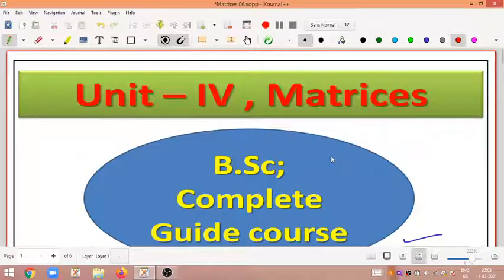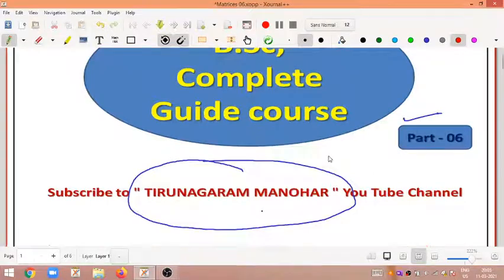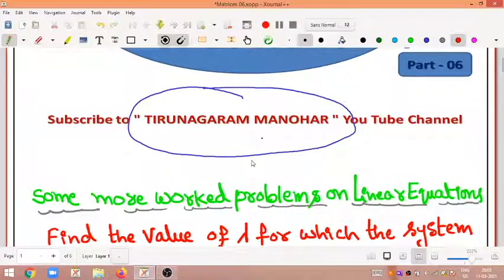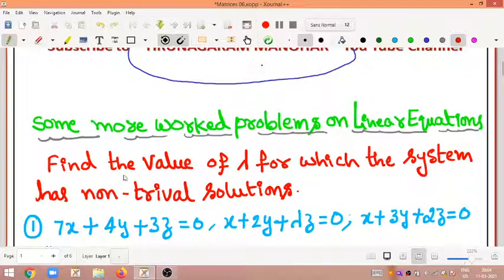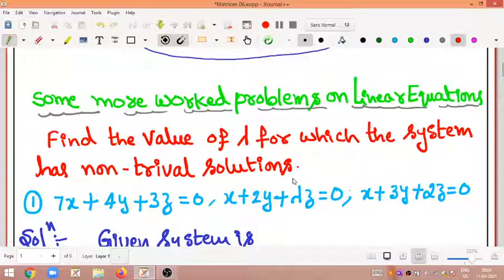Thank you. My dear friends, under this part 6, I already did some problems on trivial and non-trivial solutions. Now, some more worked problems on systems of linear equations. Under this one, find the value of lambda for which the system has a non-trivial solution.